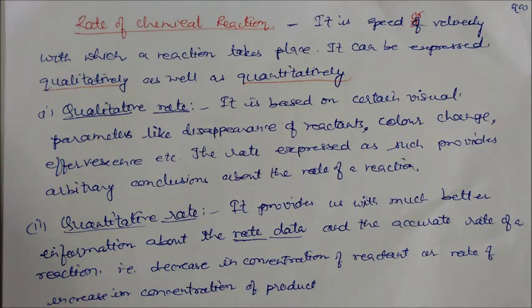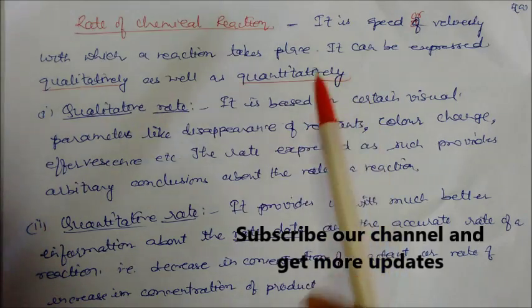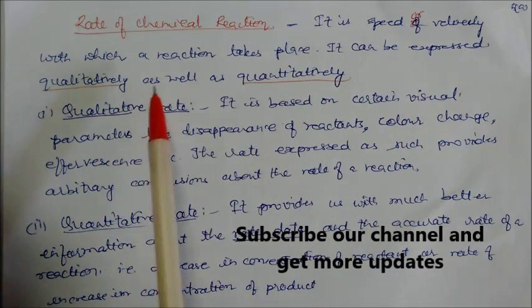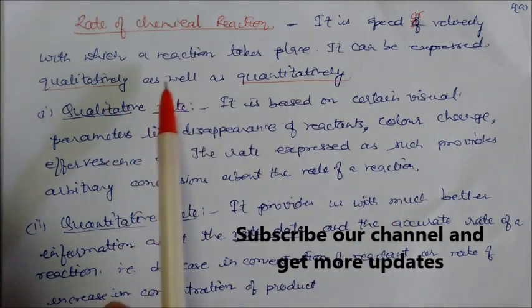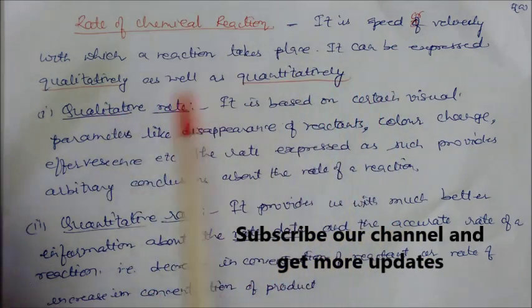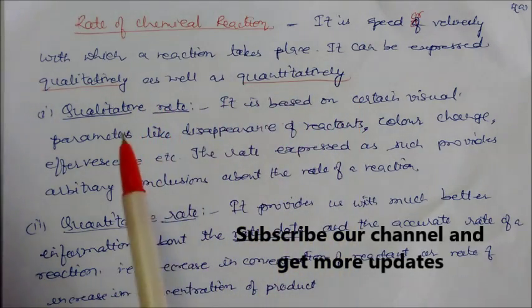So let us continue this session. Rate of chemical reaction. So what is the meaning of rate of chemical reaction? As we already discussed, it is the speed or velocity with which a reaction takes place, and it can be expressed qualitatively as well as quantitatively.